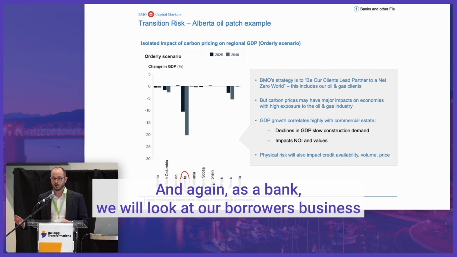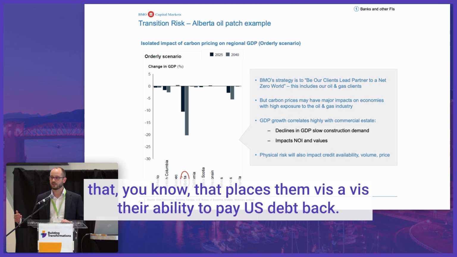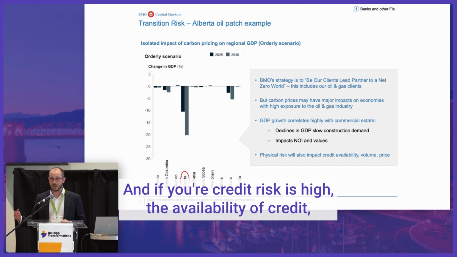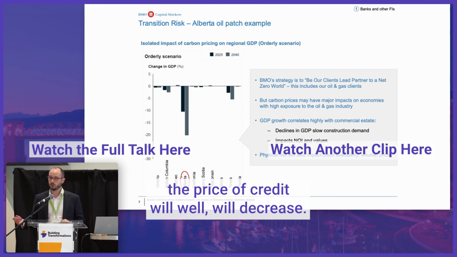And again, as a bank, we will look at our borrowers' business models, see where their biggest exposures are, and see how we think that places them vis-a-vis their ability to pay us debt back. Again, climate risk is credit risk, and if your credit risk is high, the availability of credit will decrease, and the price of credit will increase.